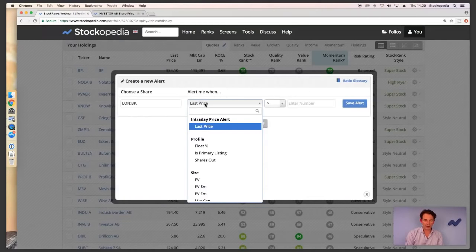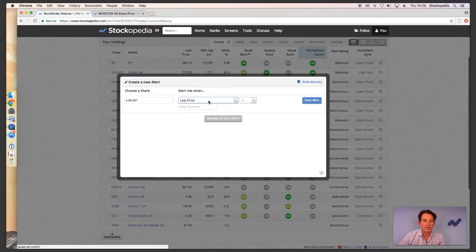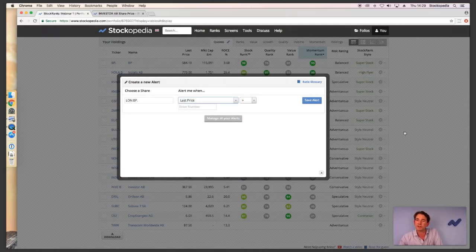Search for StockRank. Because I've zoomed in, it's being awkward, which is rather annoying. But anyway, you can search for StockRank in there if you are on a better Zoom, or perhaps if I was on my own computer. But you can set an alert that way.